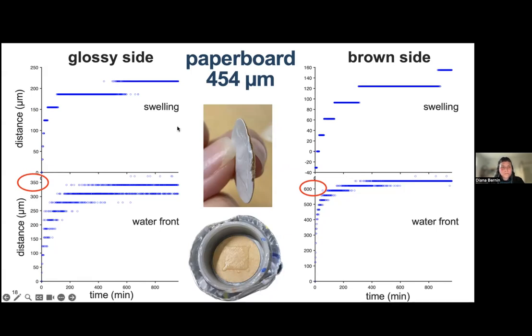When we compare the glossy side with the brown side, we can see that it swells much more for the glossy side in comparison to the brown side. And the water travels far less on the glossy side, whereas when you have the brown side, it travels much further into the paperboard in comparison to when you start from the white side, which is kind of interesting. So somehow there seems to be a barrier when you start from one side in comparison to the other side.